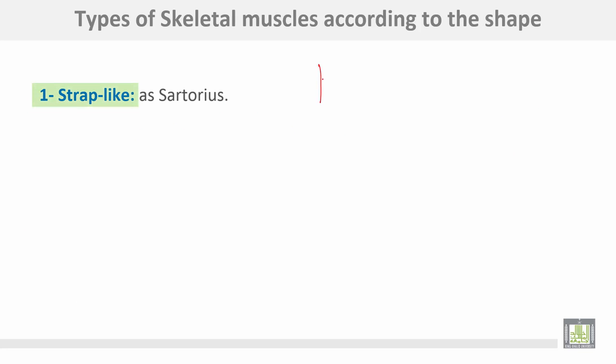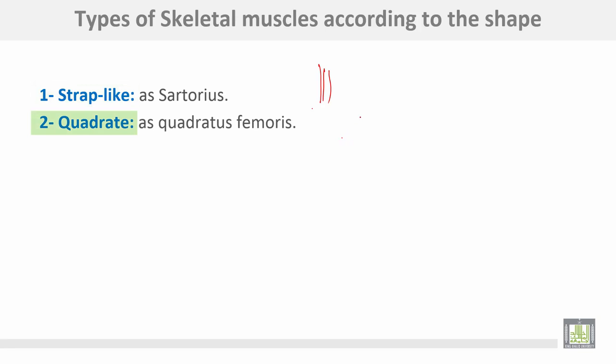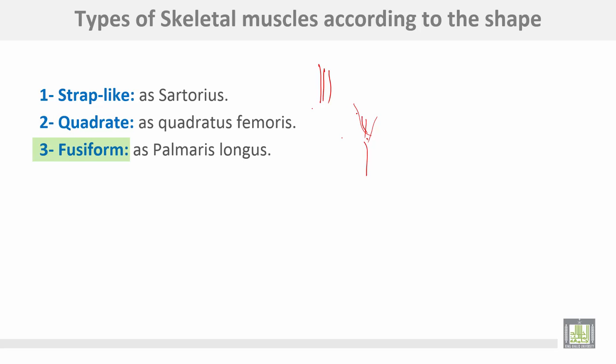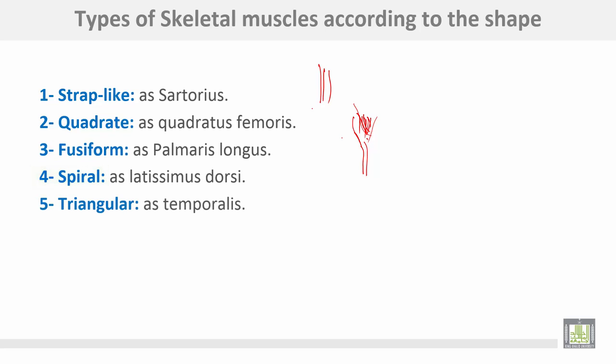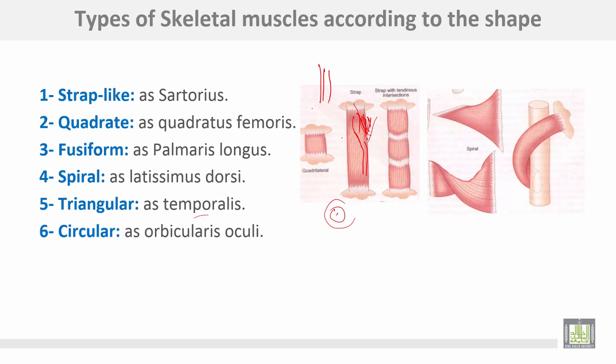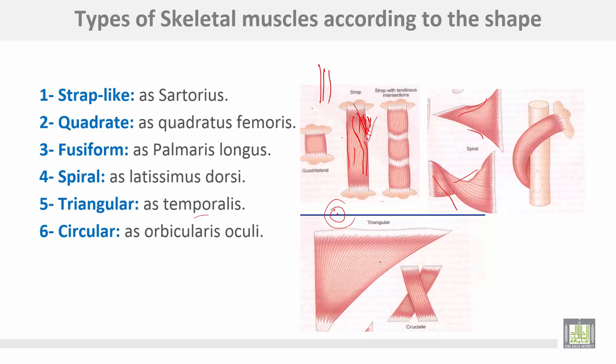Number one, strap-like, as the sartorius muscle. Number two, quadrate, as the quadratus femoris muscle. Number three, fusiform, as the palmaris longus muscle. Then spiral, as the latissimus dorsi muscle; triangular, as the temporalis muscle in the head and neck; circular, as the orbicularis oculi muscle or orbicularis oris. This is a quadrate muscle, strap-like here. This is a triangular muscle, and this is the spiral muscle. This is triangular and this is the cruciate type.